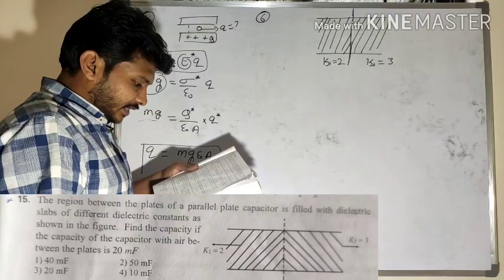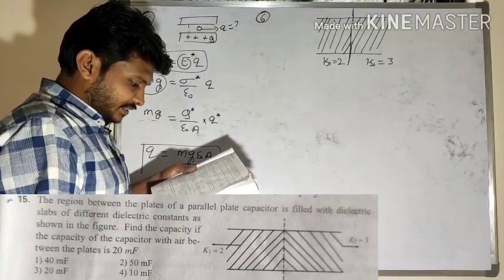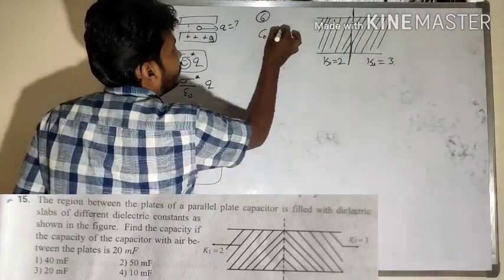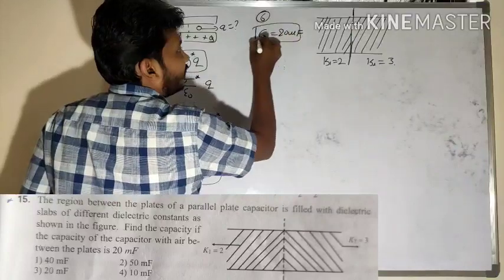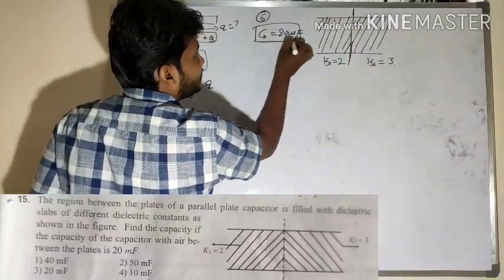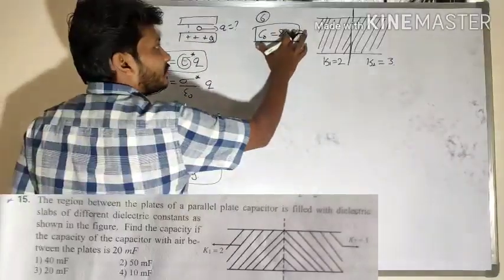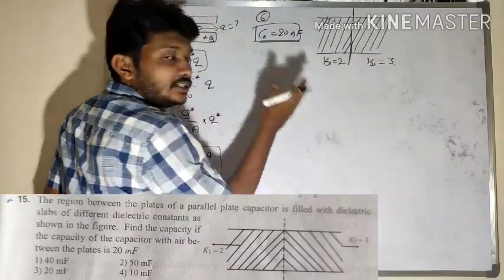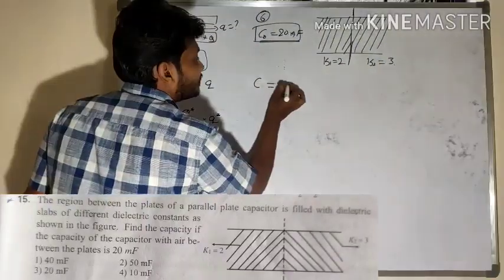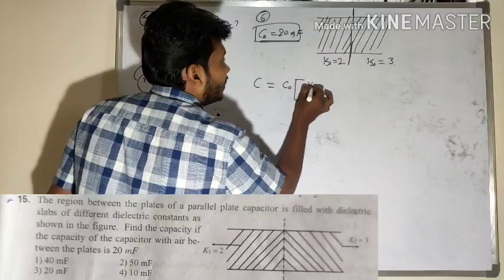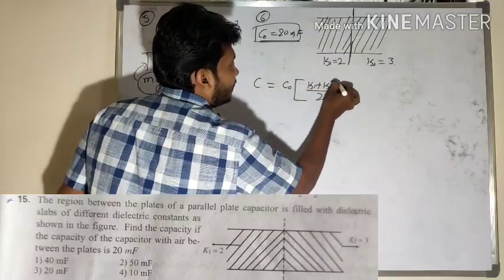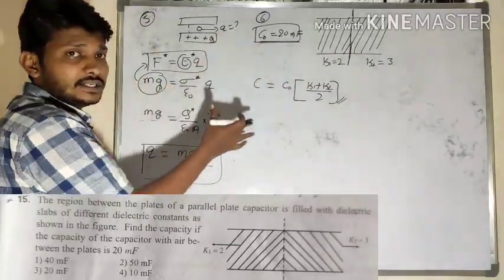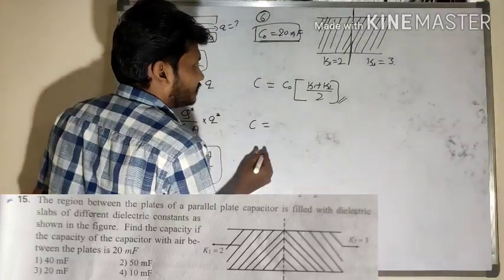Find the capacity if the capacity of the capacitor with air between the plates is 20 millifarad. So instead of the dielectric medium, if the air medium is present, its value is 20 millifarad. Here they introduce two dielectric constants in this fashion. So what is the equation for that capacitance? C is equal to C naught into K1 plus K2 divided by 2. Already in regular classes we have looked at these kinds of formulas, so I am just filling in that formula here.